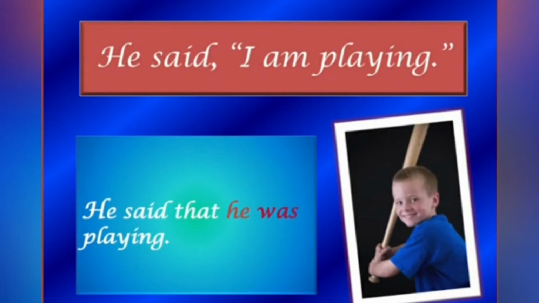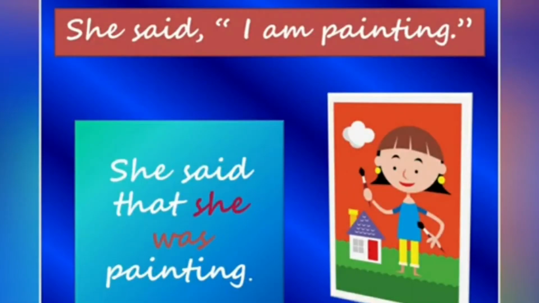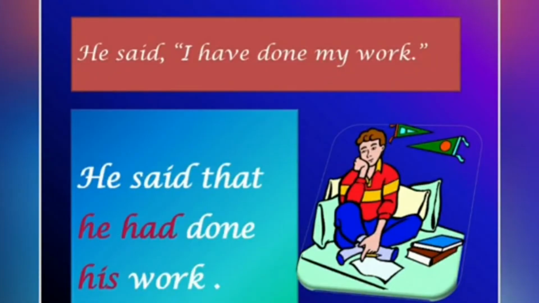He said, "I am playing." Now see how this sentence is changed. He said that he was playing. See the second sentence. She said, "I am painting." Now how it changes? She said that she was painting. Now coming to the third sentence. He said, "I have done my work." Now see the changes in this sentence. It changes like this. He said that he had done his work.